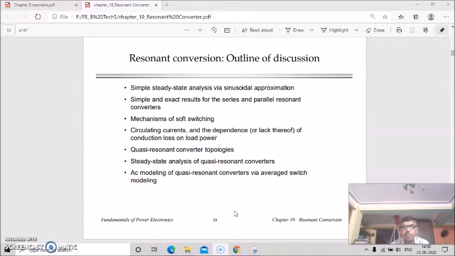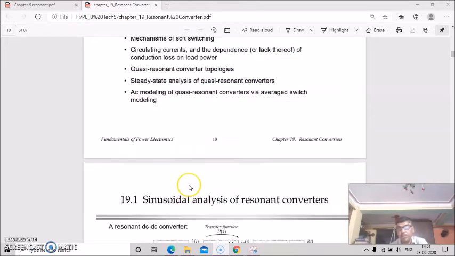The discussion outline for resonant conversion is as follows: simple steady-state analysis by sinusoidal approximation, simple and exact results for the series and parallel resonant converters, mechanisms of soft switching, circulating currents, and dependence or lack thereof of conduction loss on load power, quasi-resonant converter topologies, steady-state analysis of quasi-resonant converters, and AC modeling of quasi-resonant converters via average switch modeling.